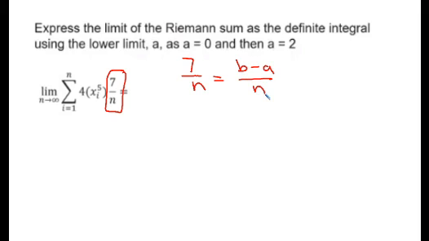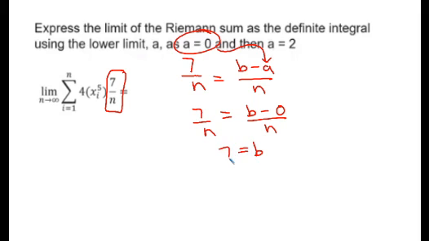All right, so the first thing we do is we take our a equals 0 and we put it in for there. So when I do that, I have b minus 0 over n. Okay, and that has to be equal to 7 over n. So what does b have to be? b has to be 7.